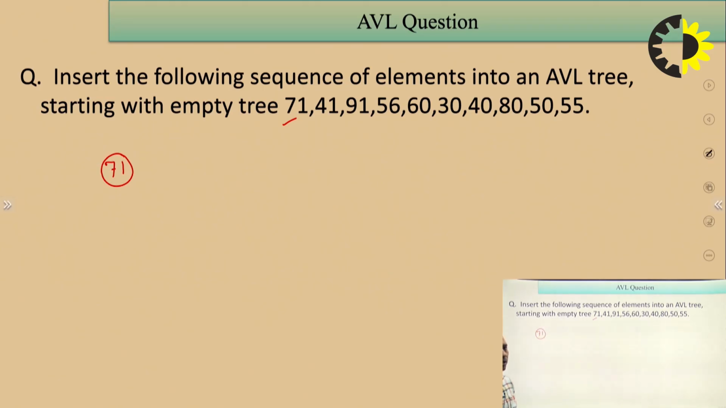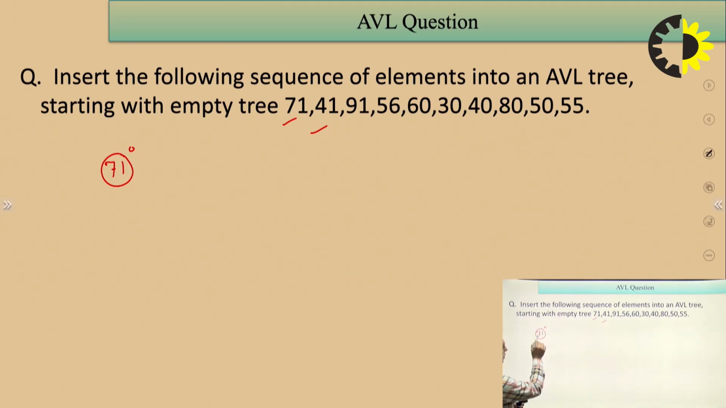Now calculate the balance factor. Is our tree balanced or not? By looking, this is balanced, but using the balance factor of this particular node: left subtree height 0, right subtree height 0, 0 minus 0, 0, we can write here. So the balance factor is in range, so our tree is balanced. Now insert the second node, 41.